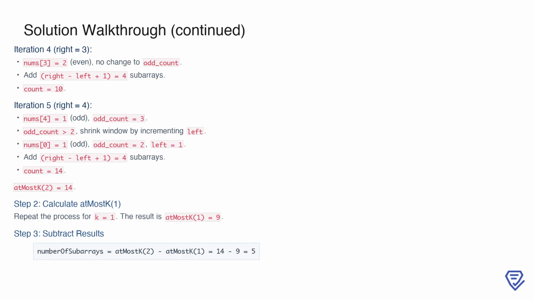For at most k, 1, repeating the process gives a result of 9. Using the formula, the number of subarrays with exactly 2 odd numbers is at most k, 2, minus at most k, 1, which equals 14 minus 9, giving us 5.